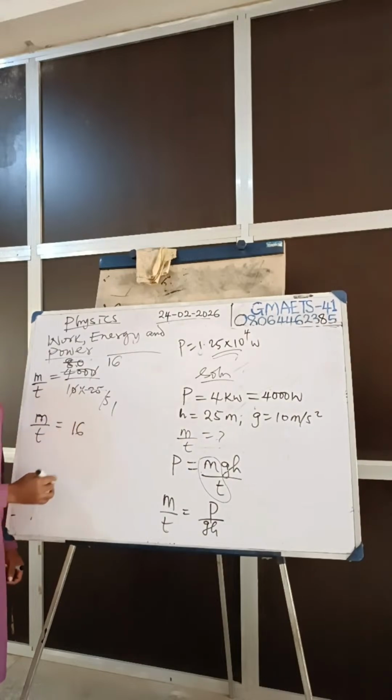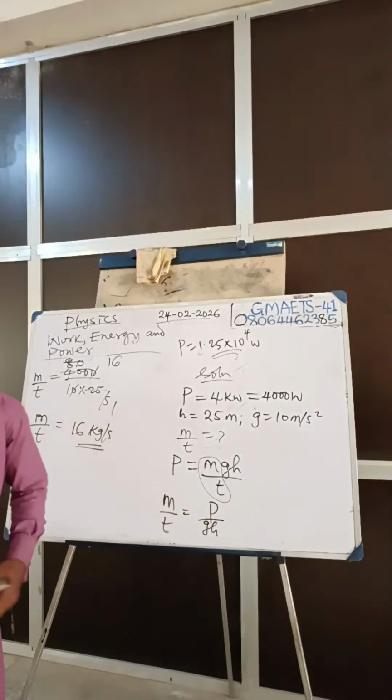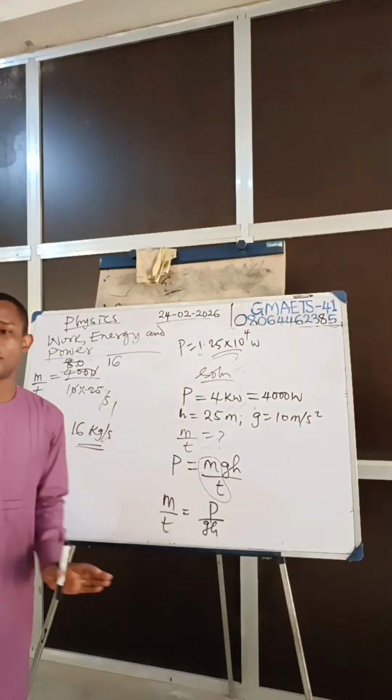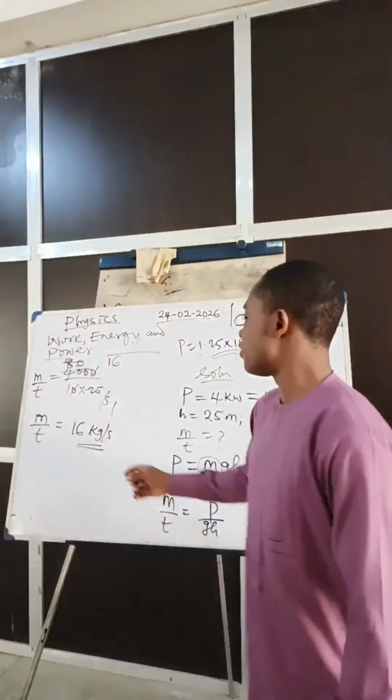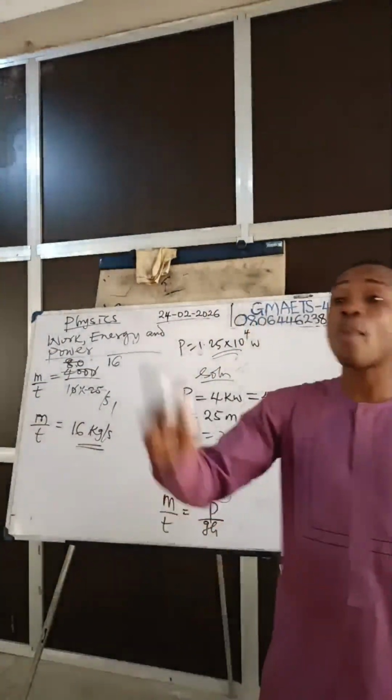So the mass flow rate, mass per second of the quantity of water being fetched or pumped, is 16. And the unit is kilogram per second. The unit is what? Look at the formula, mass over time. Kilogram per second. But the examiner may decide to just leave it as 16 kilogram without putting the per second.